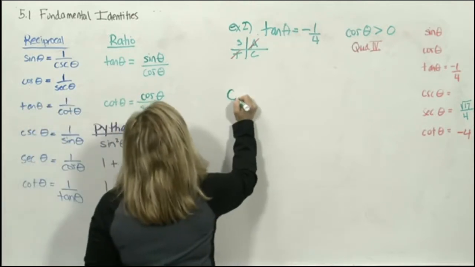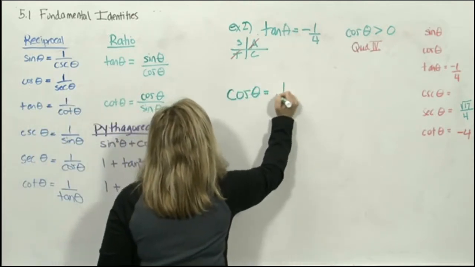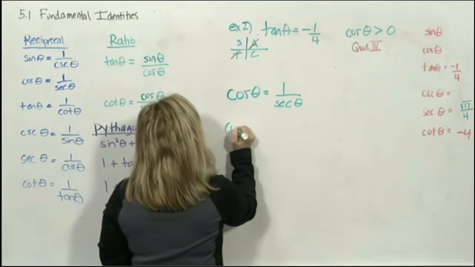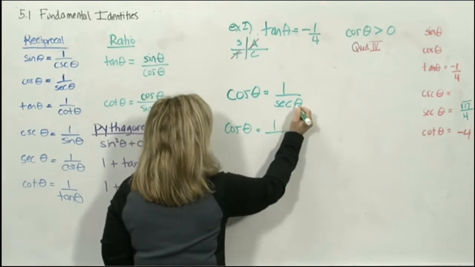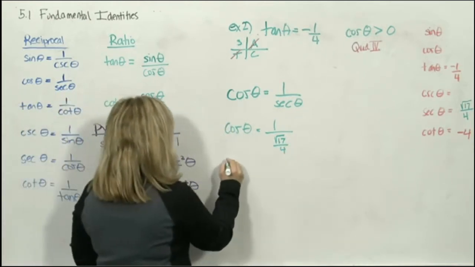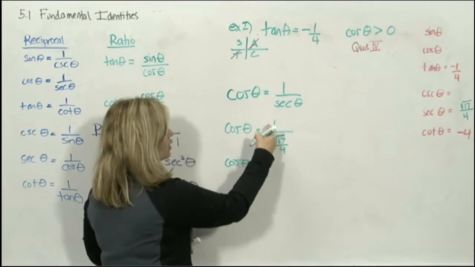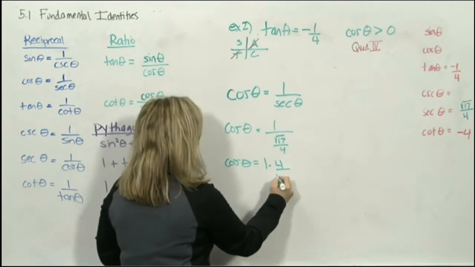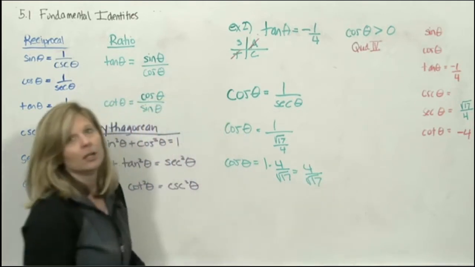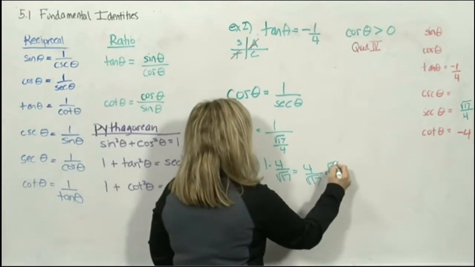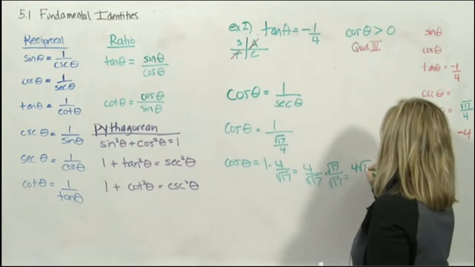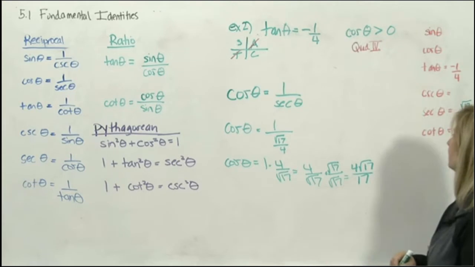So I'm going to do the identity. Cosine theta is 1 over secant theta. I'm going to use my reciprocal. Cosine theta is 1 over secant, which is square root of 17 over 4. But we can't leave that. We have to simplify. There's no such thing as dividing fractions. This is 1 times 4 over the square root of 17, which is 4 over square root of 17, which we have to rationalize. Multiply by square root of 17, multiply by square root of 17, which would give me 4 square roots of 17 over 17.